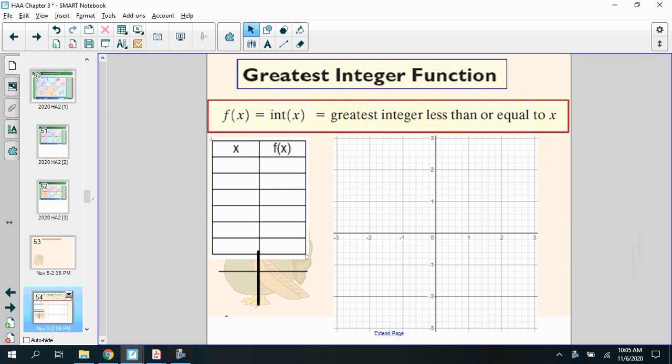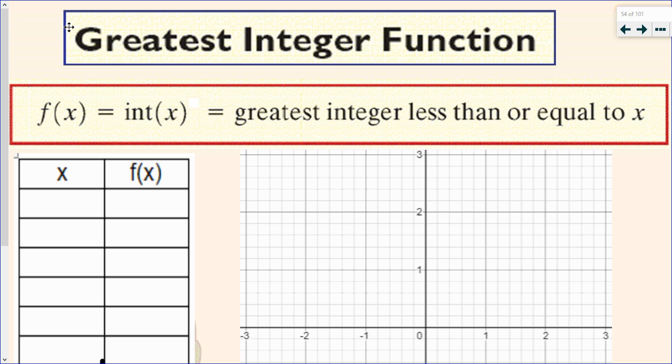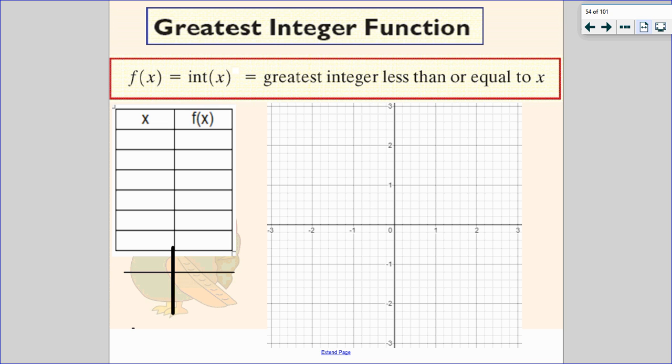So today we're going to be doing our families of functions lessons. It is 3.4. And I'm going to start with my own function called the greatest integer function.